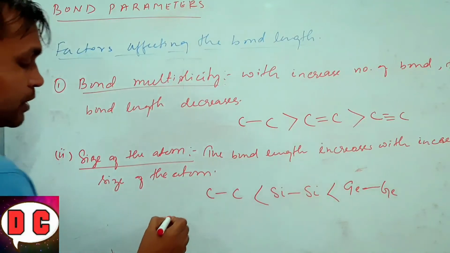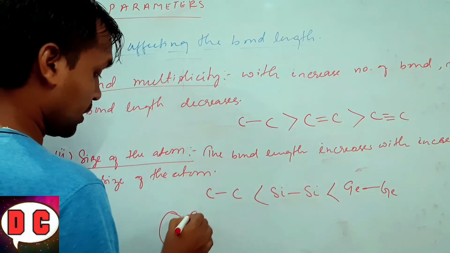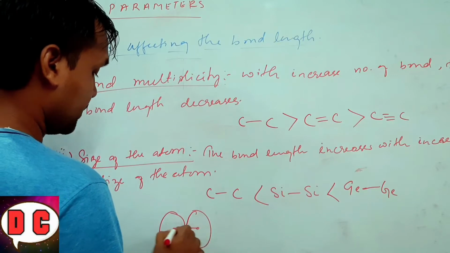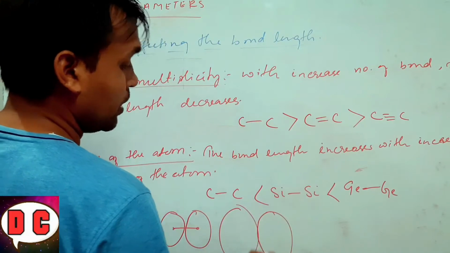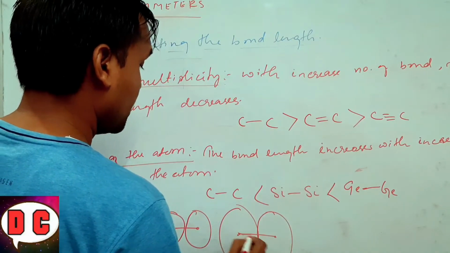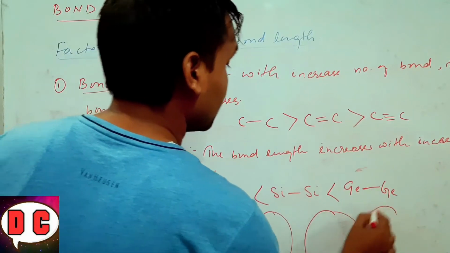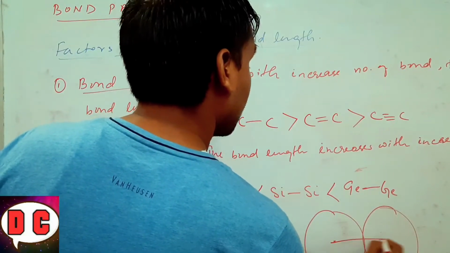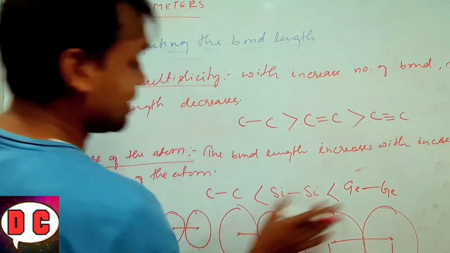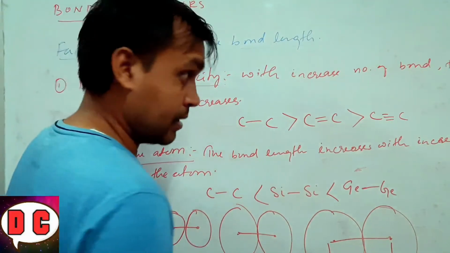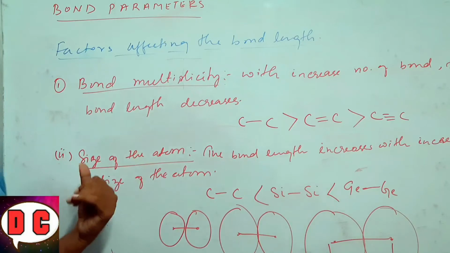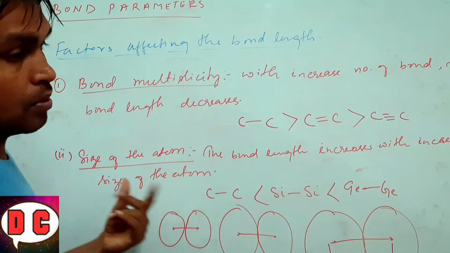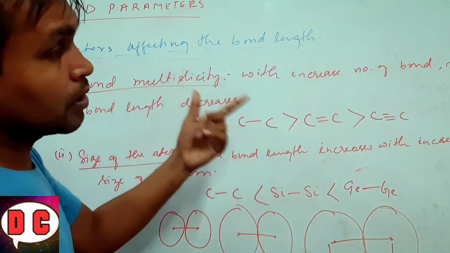For example, you can understand it in this way also. This is carbon's bond length. Size is small. This one will be silicon's bond length, so definitely it is bigger. And this one will be germanium's bond length. So from here you can see, with increase in size, the bond length has increased. So these are the two factors which you have to remember in case of bond length. Bond length is nothing but the equilibrium distance between the nuclei of the two bonded atoms.